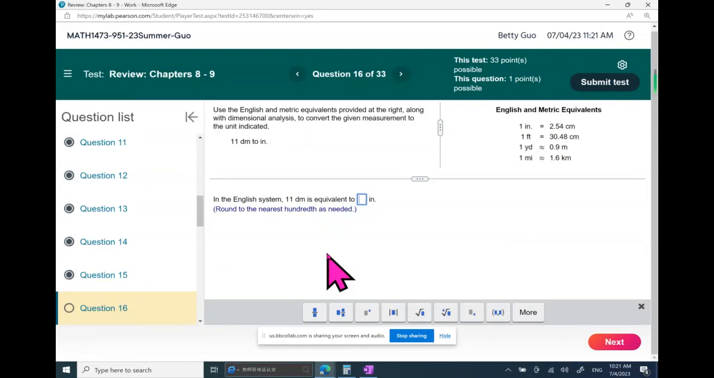Okay, this is what we do. You get your calculator ready. So firstly, we want to convert from decimeter to centimeter. That's something you need to remember. Decimeter is a bigger unit. So 11 decimeter is 110 centimeter.